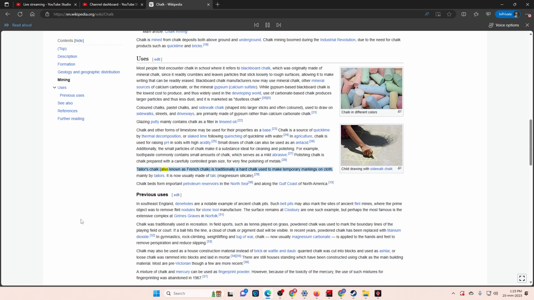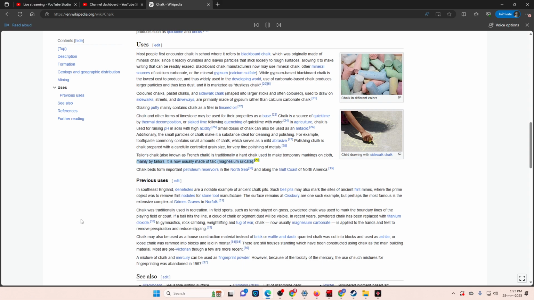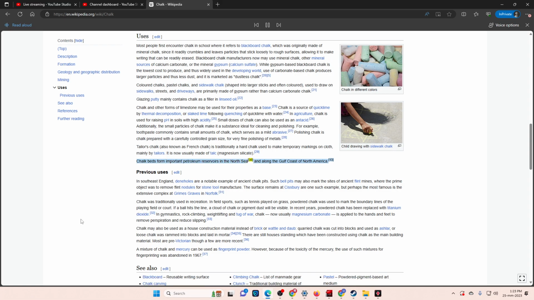Tailor's chalk, also known as French chalk, is traditionally a hard chalk used to make temporary markings on cloth, mainly by tailors. It is now usually made of talc, magnesium silicate. Chalk beds form important petroleum reservoirs in the North Sea, and along the Gulf Coast of North America.